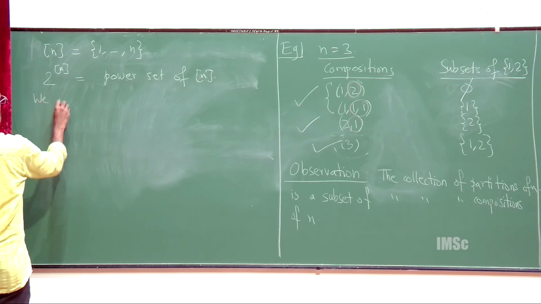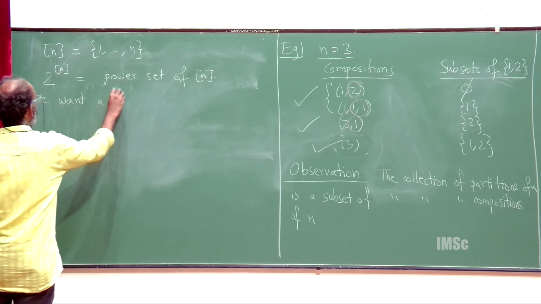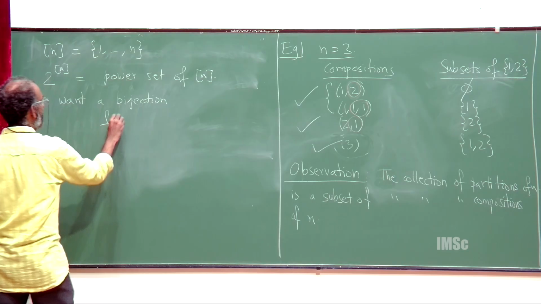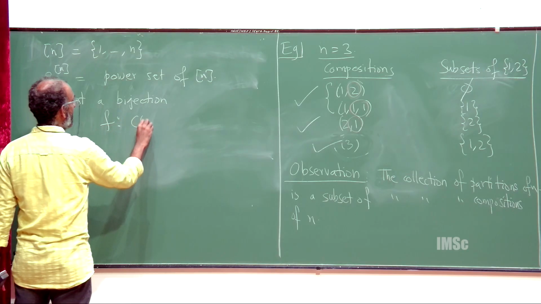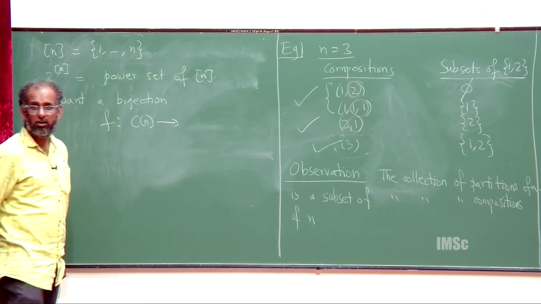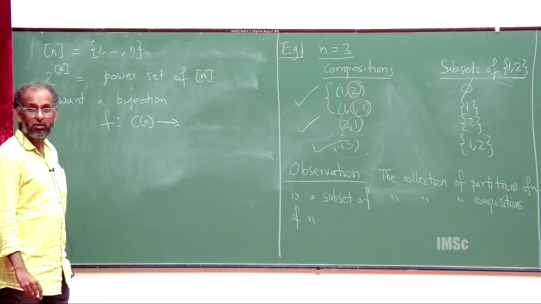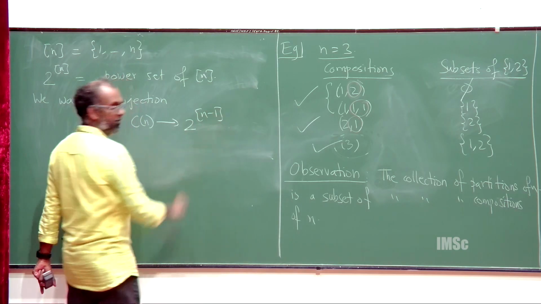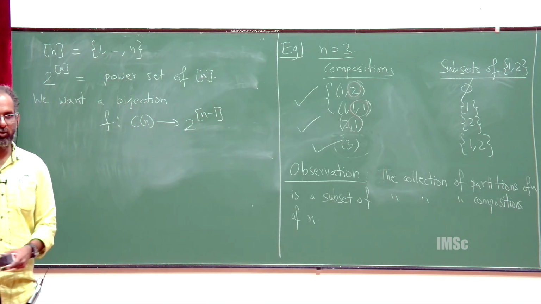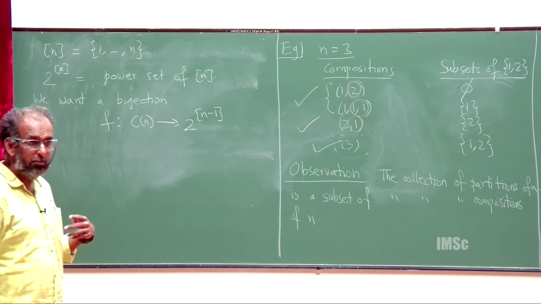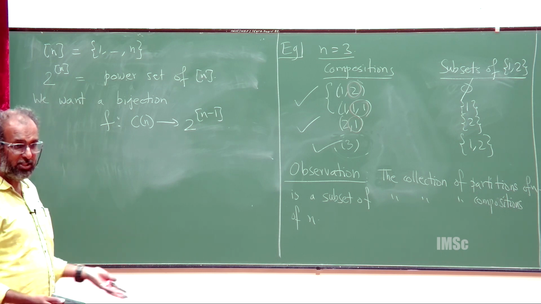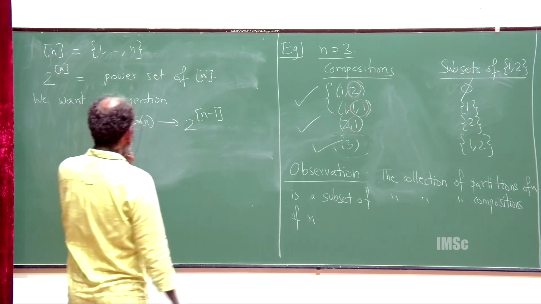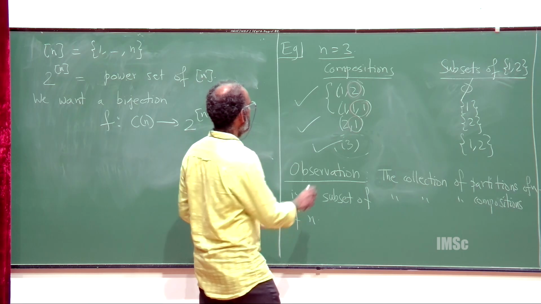Okay. So we want a bijection f from C of n to what? 2 power box n minus 1. Okay. So I am going to build for you a bijection between these two sets. But let's see, let's try to build a bijection. I mean, what is the intuition?